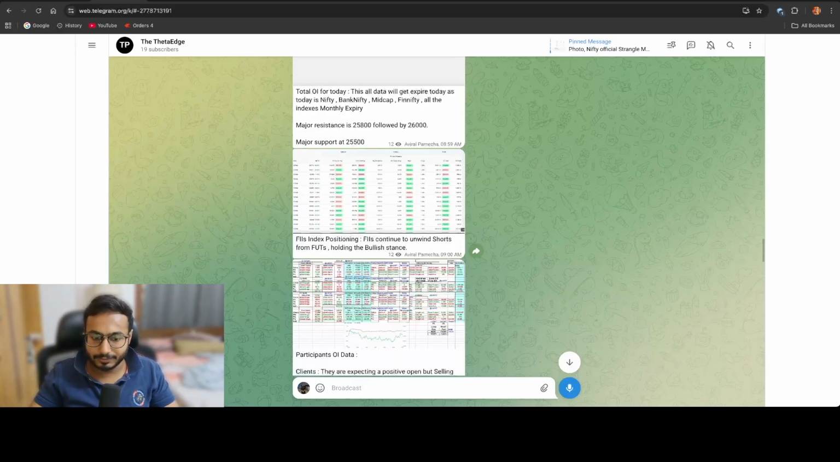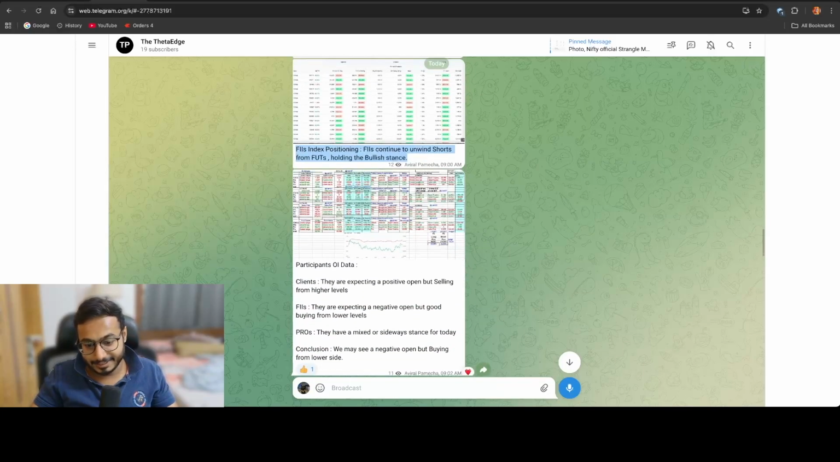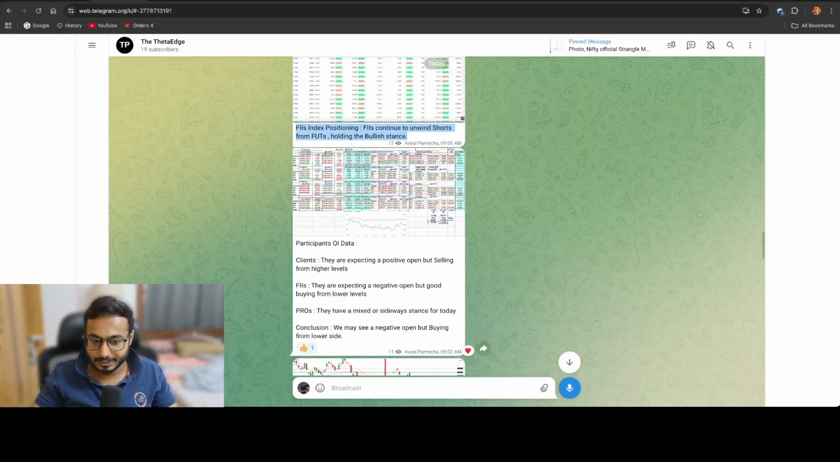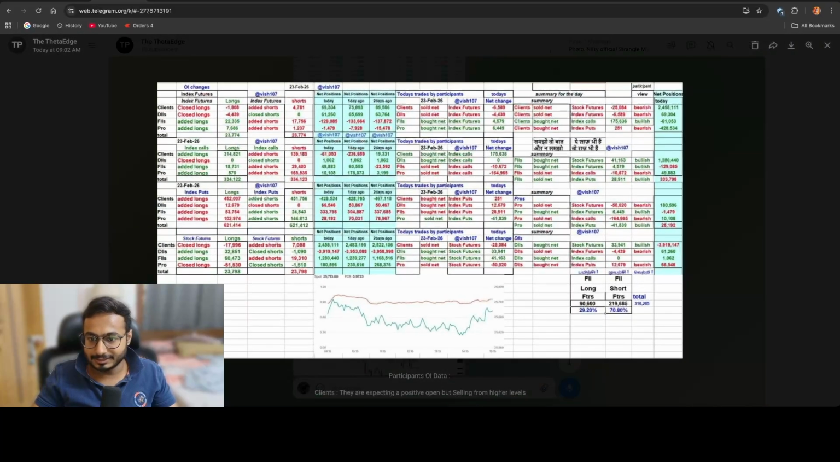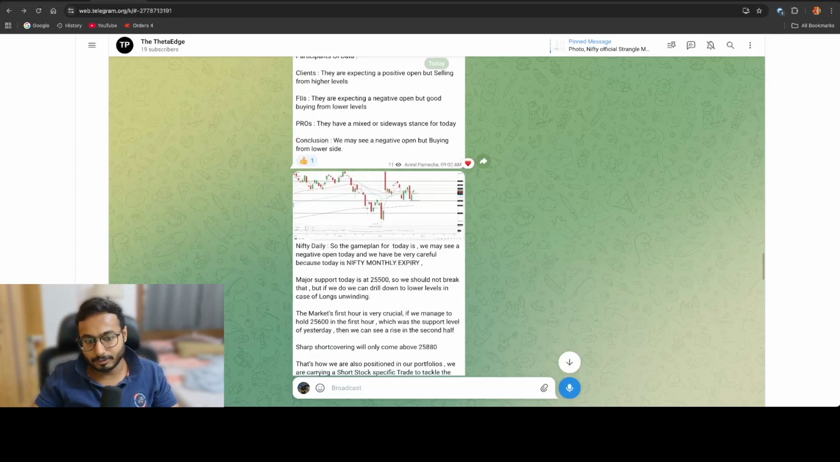Then we also mentioned FII's index positioning. We mentioned that the stance is bullish. Then we mentioned we may see a negative open but buying from the lower side, because if you technically see, clients were bearish but they carried index calls, so naturally everything works against the clients, right? So FIIs were bullish, correct? They carried stock futures of roughly around 41,000. I'll explain this conjunction in data with today's market. So we concluded that we may see a negative opening but buying from the lower side.